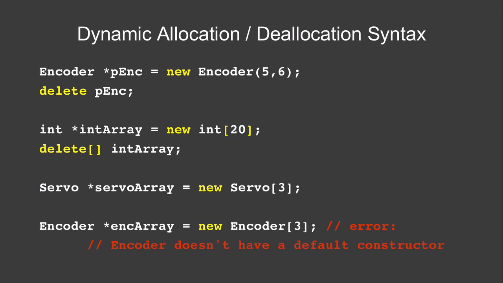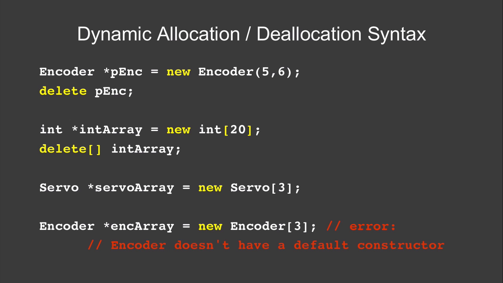We can also use it for class objects. For example, the servo. But we can't use it for the encoder. Why is that? The servo has what's known as a default constructor, a constructor that doesn't need any arguments.